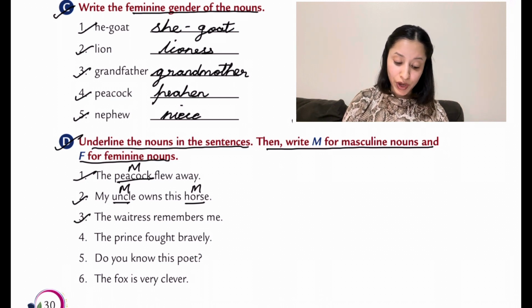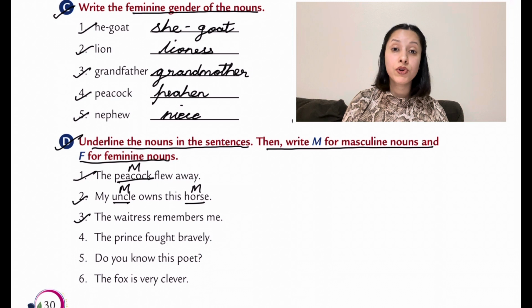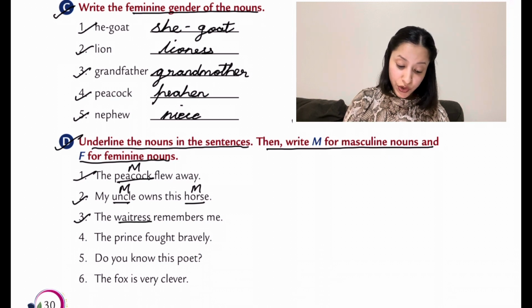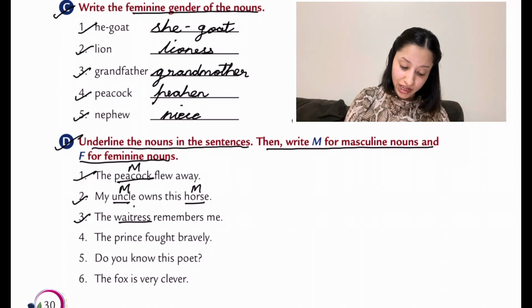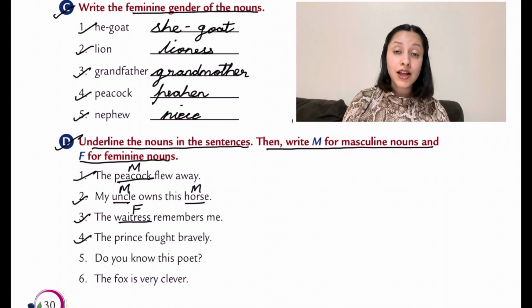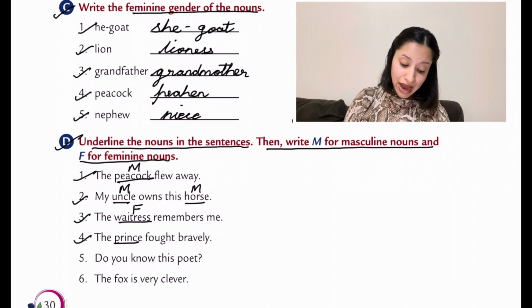Now see the third one. The waitress remembers me. Now waitress is the noun over here. Masculine gender or feminine gender? What will you say? Feminine. So that's why I'll write F on top. Now see the fourth one. The prince fought bravely. Prince is the noun over here. What is it? Masculine or feminine? Masculine. So we will write M.